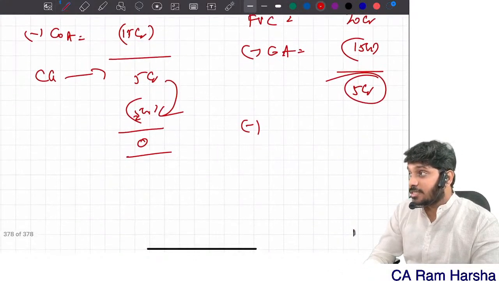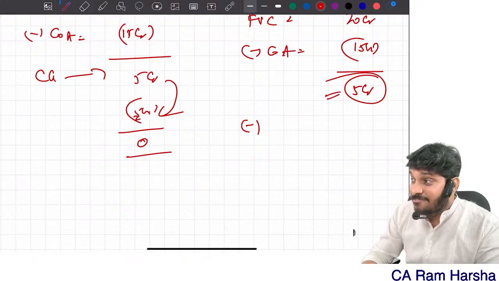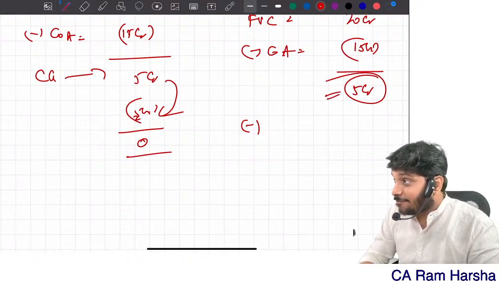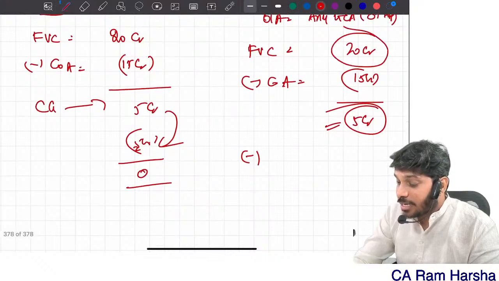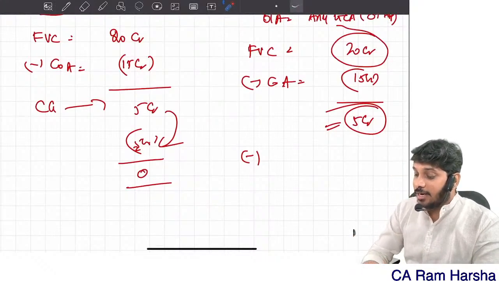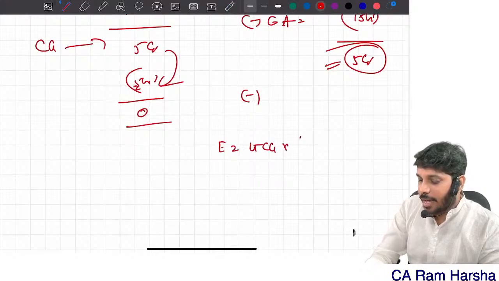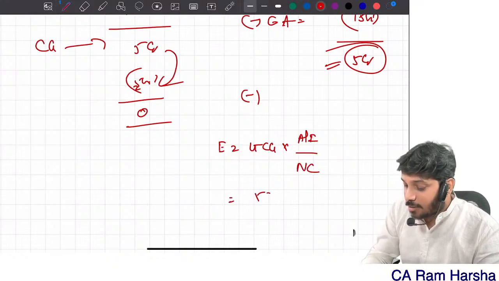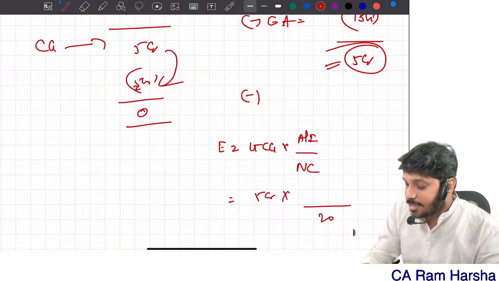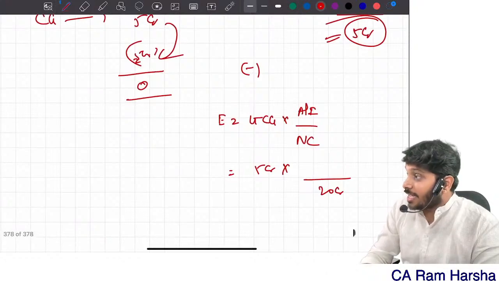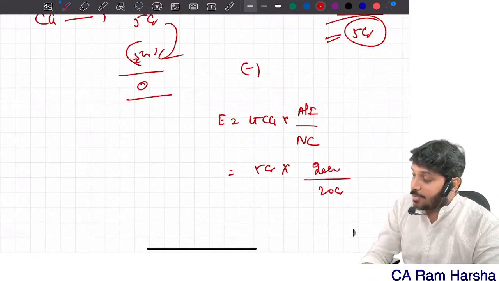How much should you invest? If you want to get 5 crore exemption, should you invest the entire 20 crore? Here, the exemption is linked with long-term capital gain into amount invested divided by net consideration. Long-term capital gain is 5 crore. Net consideration in our question is 20 crore. Amount invested: Sir, I invested the entire 20 crore, sir.